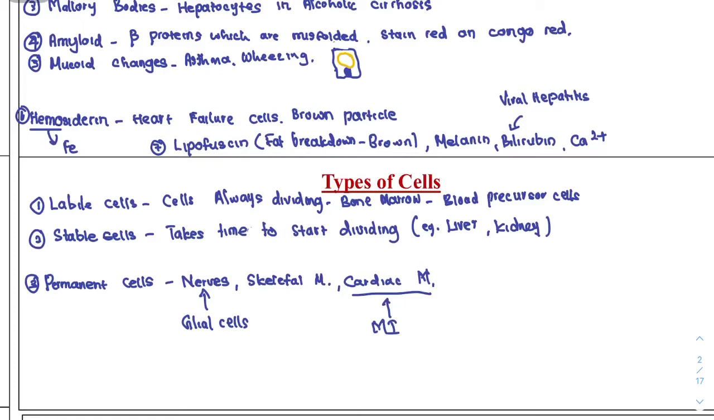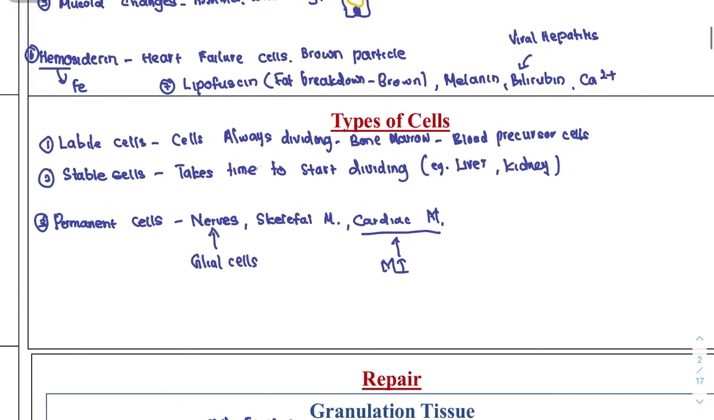And lipofuscin granules. These are fat breakdown, also brown. Melanin is another example, black color. Bilirubin accumulates in hepatocytes, seen in viral hepatitis, and calcium can also accumulate.